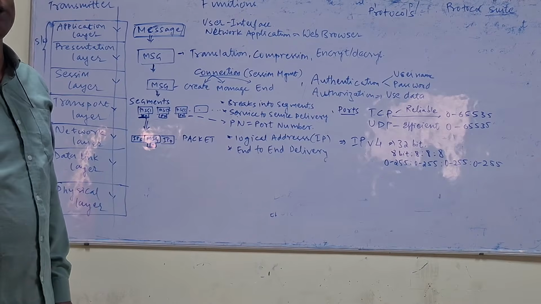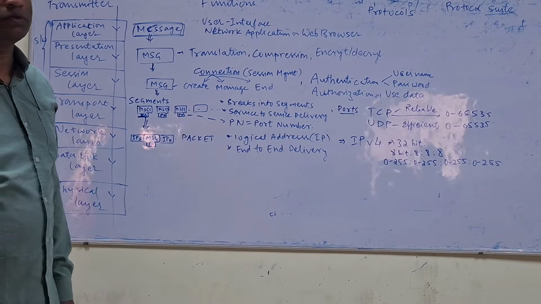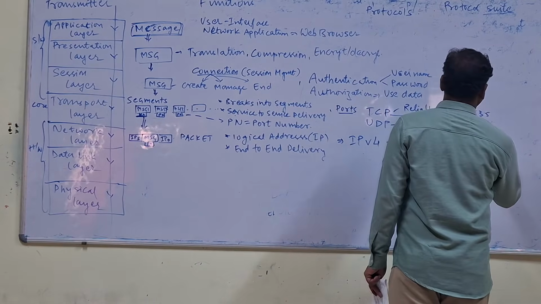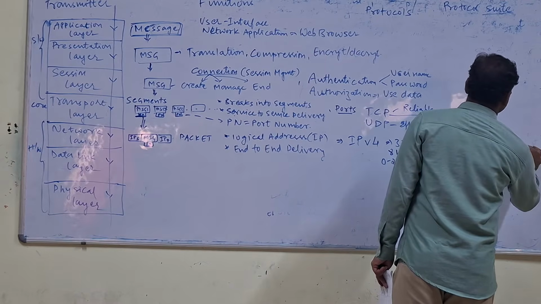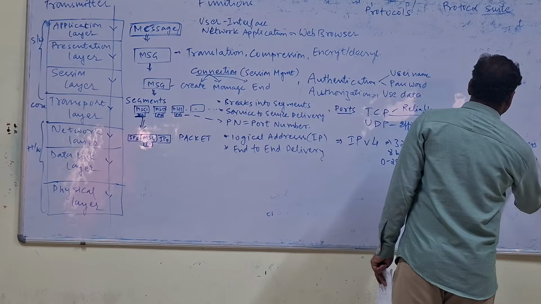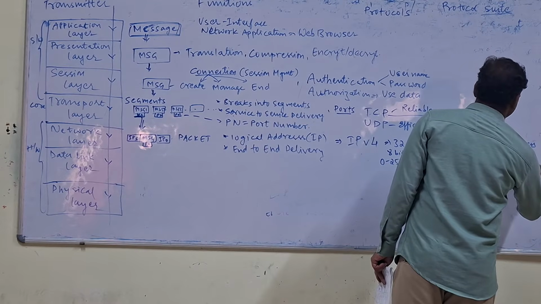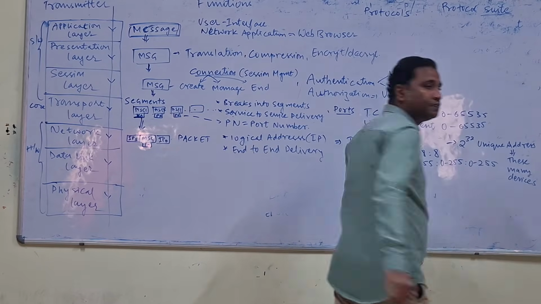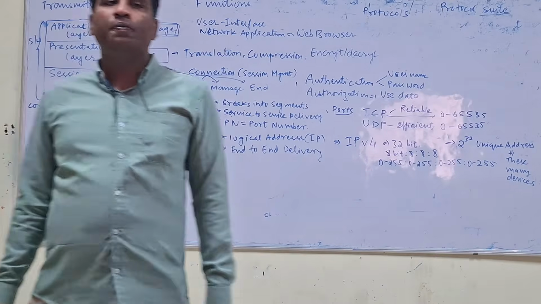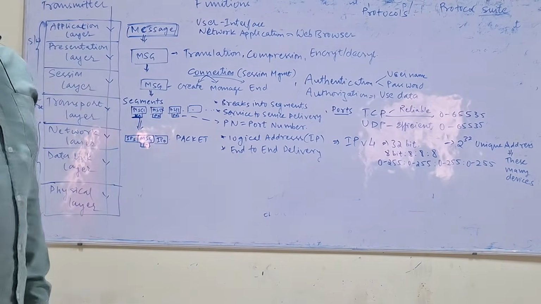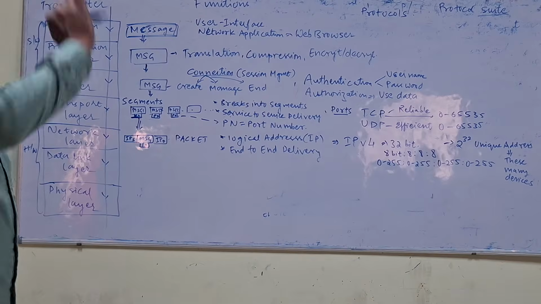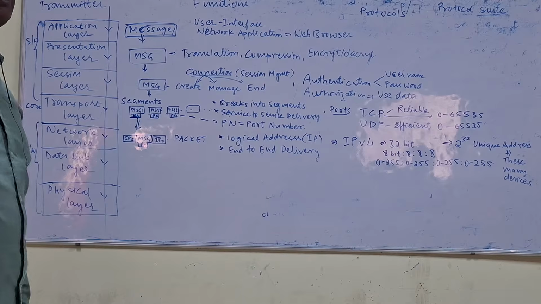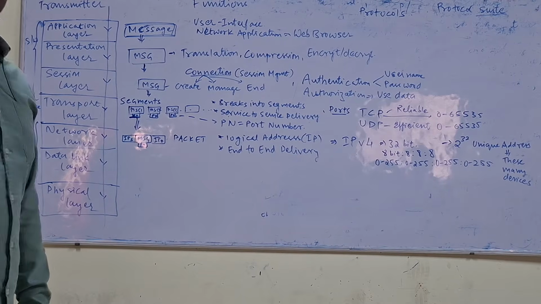So how many unique addresses will I get by this string? 2 raised to 32 unique addresses, and these many devices. Because in IoT or in TCP, over the internet, we need to have a unique address. So how many unique addresses, or how many devices, can I address? 2 raised to 32. So what is 2 raised to 32?